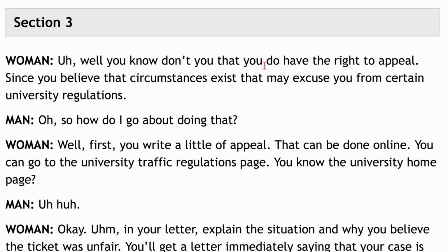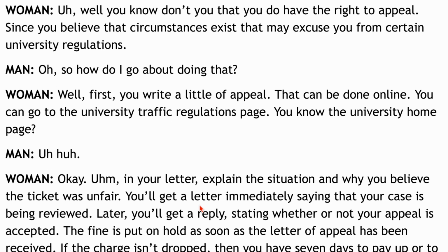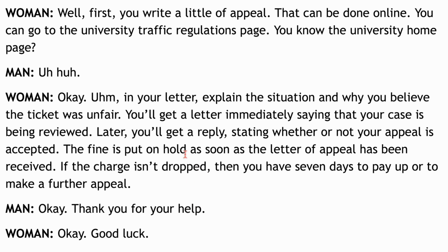Well, you don't have to. You have the right to appeal since you believe the circumstances exist that may excuse you from a certain university regulations. So how can I go about doing that? Well, first you write an appeal that can be done online. You can go to the university traffic regulations page. You know, the university homepage. In your letter, explain the situation why you believe the ticket was unfair.